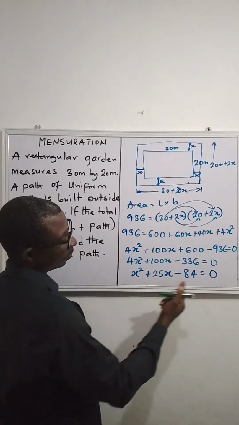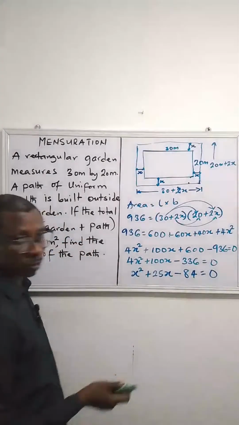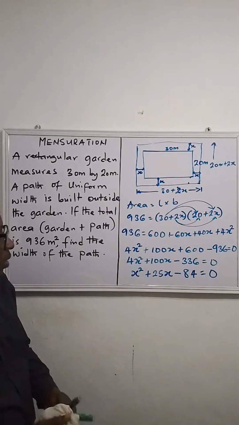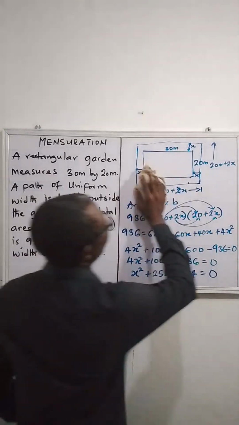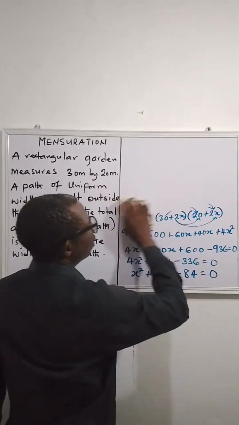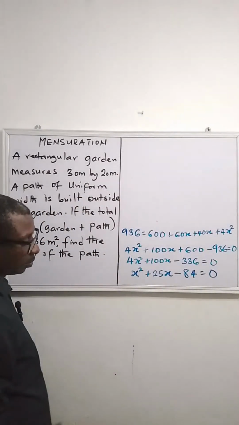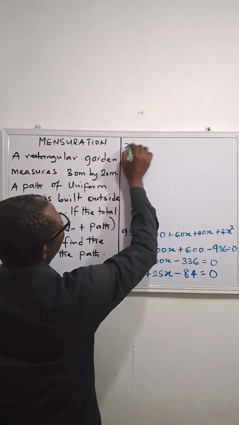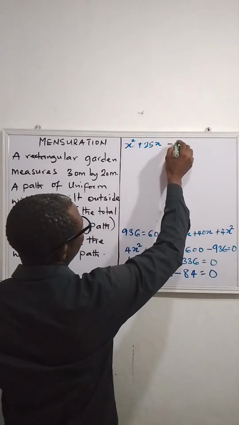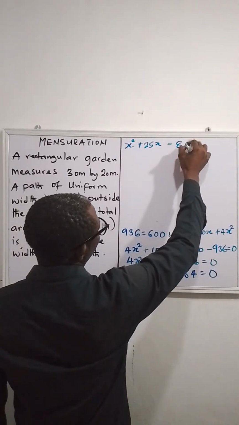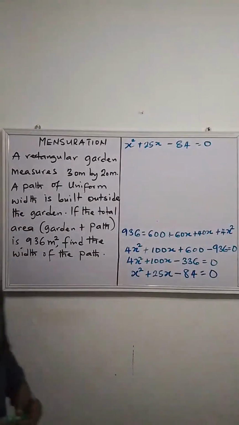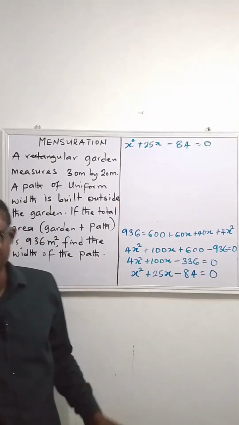So now we have an equation. So how do we solve this equation? This is a quadratic equation. So we need two numbers. All right, so we have x squared plus 25x minus 84 equals to 0. Okay, so I want us to do this together.